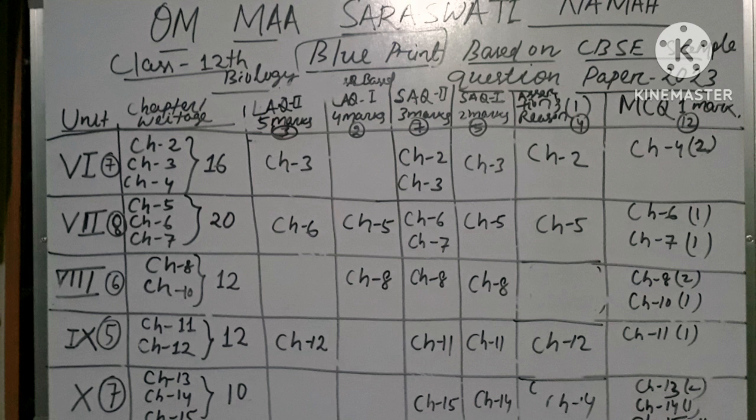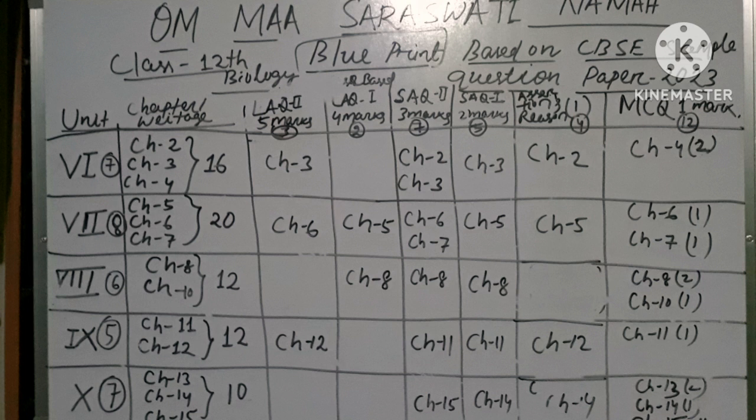So let's start. You have units with their weightage of marks: the 6th unit is 16, the 7th unit is 20, the 8th unit is 12, the 9th unit is 12, and the 10th unit is 10.